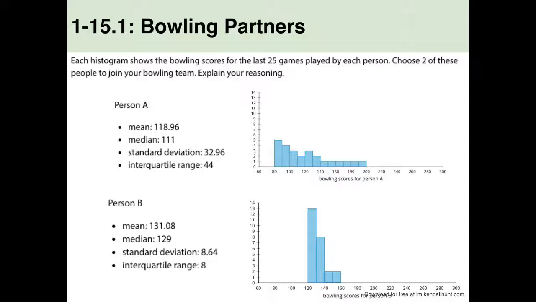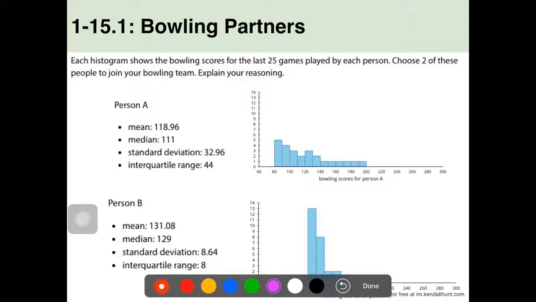Your job is to look at the data and then choose two of the people to join your bowling team. Whoever you choose is fine, but you must be able to explain your reasoning. So again, use the data to help make your decision, and then be able to explain your reasoning. So go ahead and do that, and then start the video again when you're ready.